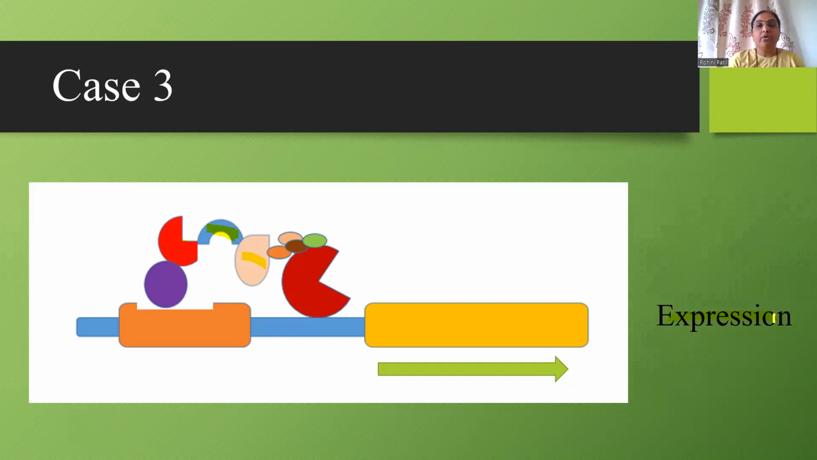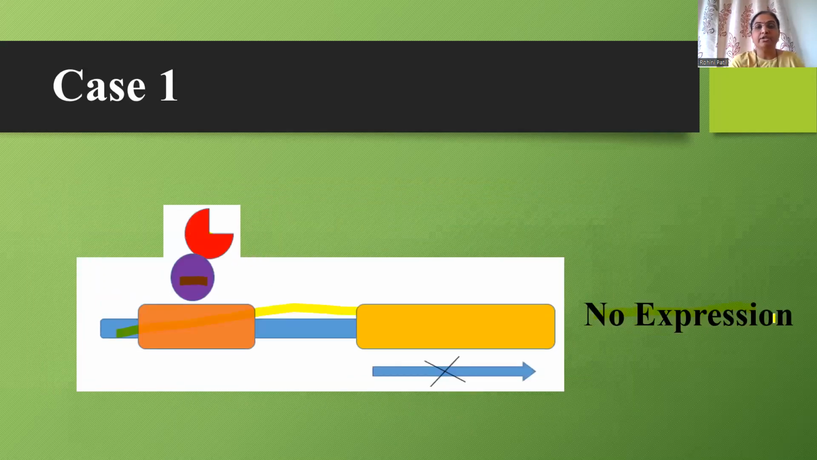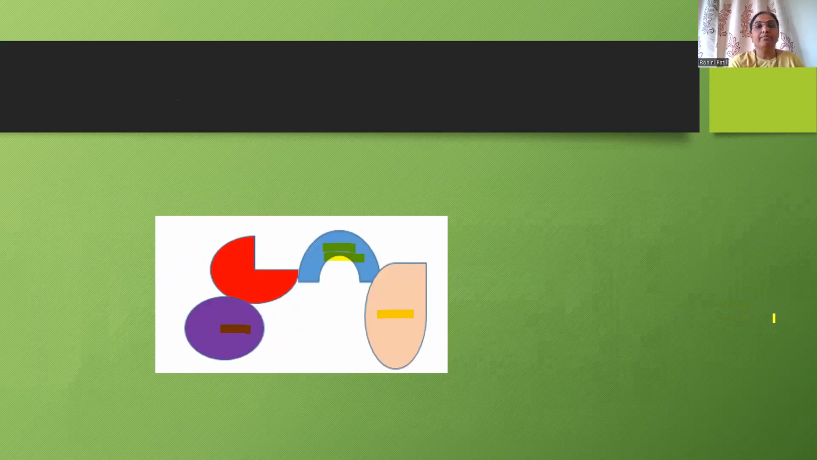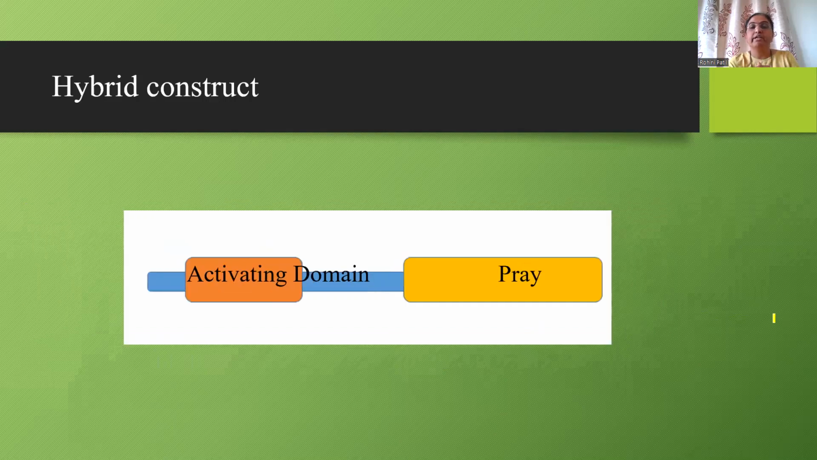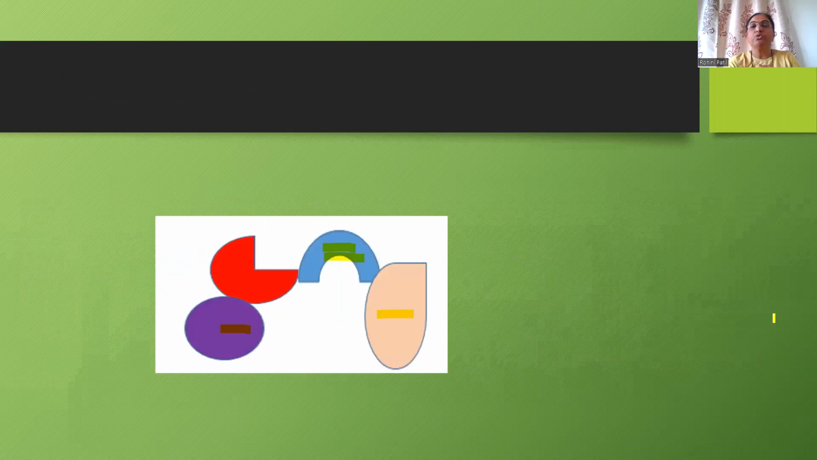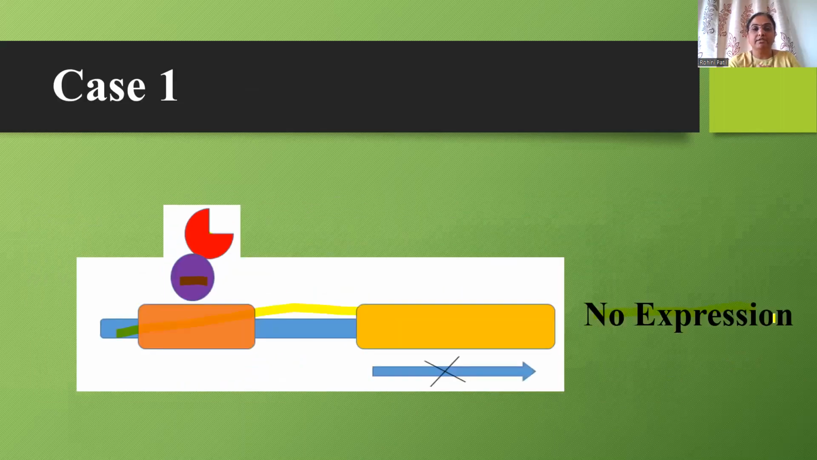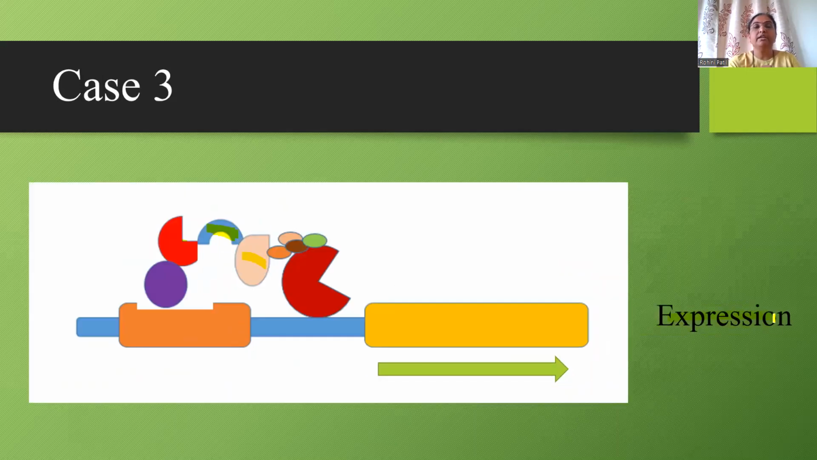I think you have cleared the idea about the two hybrid assay. Why is it called a two hybrid? Because two hybrids are used here. Which are the two hybrids? The hybrid construct one, consisting of the DNA binding domain with the bait, and the hybrid construct of the activating domain with the prey. So it is called a two hybrid assay.